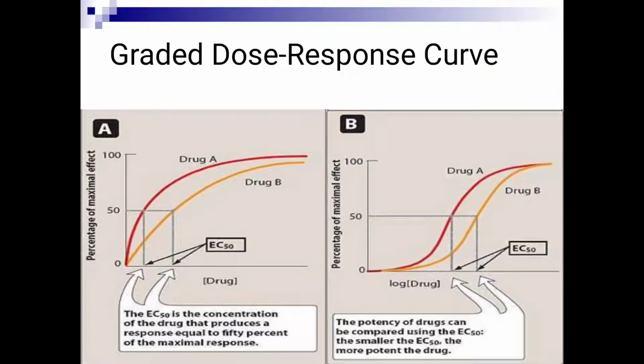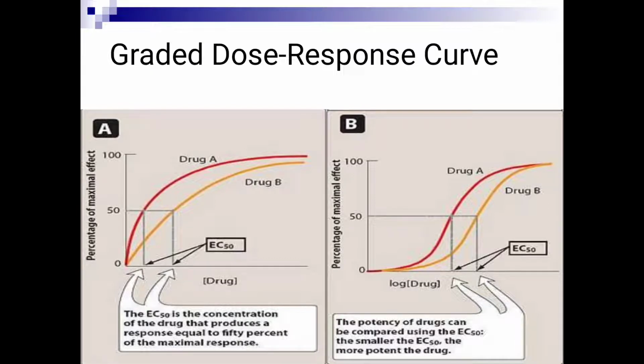Now the logarithmic dose response curve. You can see on the x-axis there is the log dose of the drug, and on the y-axis there is the effect of the drug. Here you can see the potency of the drug can be compared using the EC50. The smaller the EC50, the more potent the drug. Here you can see drug A and drug B. The EC50 for drug A is here, and the EC50 for drug B is here.